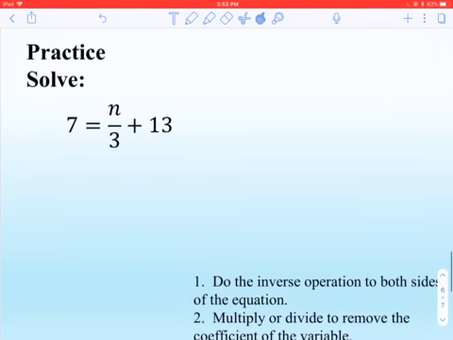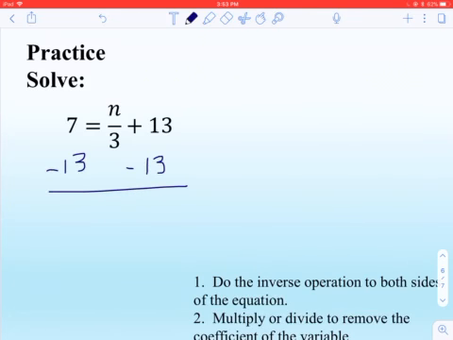Here is our next problem. Remember, it doesn't matter which side the variable's on, the right side or the left side, you still do the problem the same way. So what's our first step on this problem? So we're going to subtract 13 from both sides of the equation. The 13 minus 13 cancel out, that gives us 0. 7 minus 13 is negative 6. And that equals n divided by 3. What's your next step?